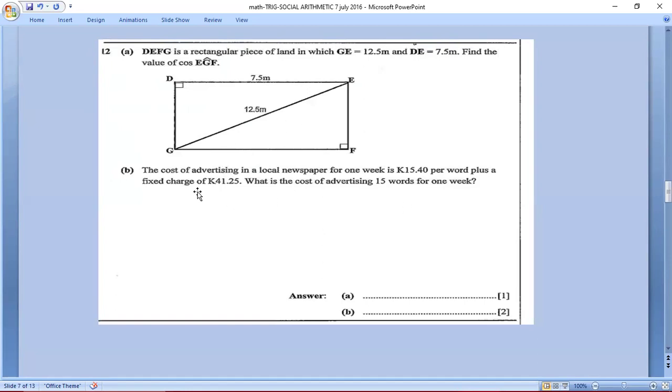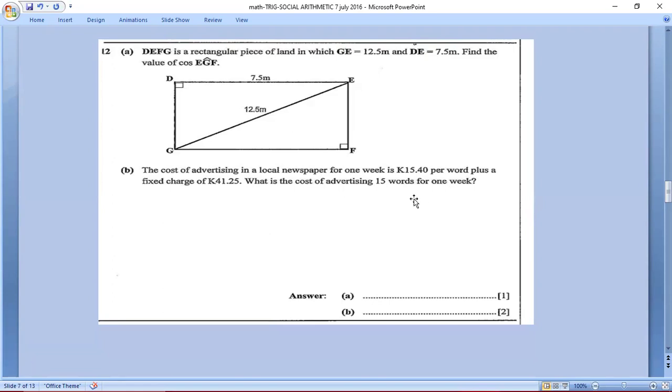Part B says the cost of advertising in a local newspaper for 1 week is 15.4 kwacha per word, plus a fixed charge of 41.25 kwacha. Okay, what is the cost of advertising 15 words for 1 week? What is the cost of advertising 15 words for 1 week?